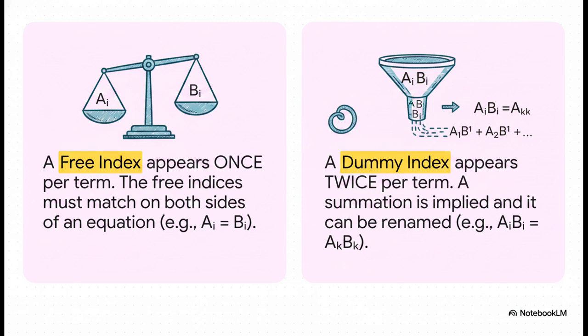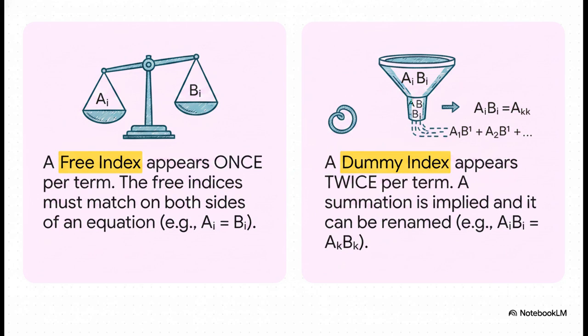This is super important. If an index shows up only once in each term, we call it a free index. So in an equation like AI equals BI, that I is a free index. And it means this is actually 3 separate equations. A1 equals B1, A2 equals B2, and A3 equals B3. Free indices have to match on both sides of an equal sign.